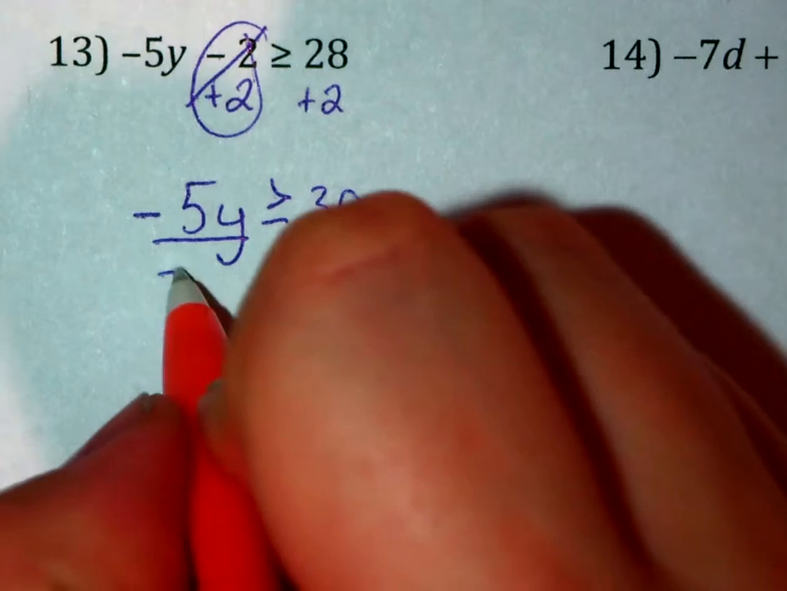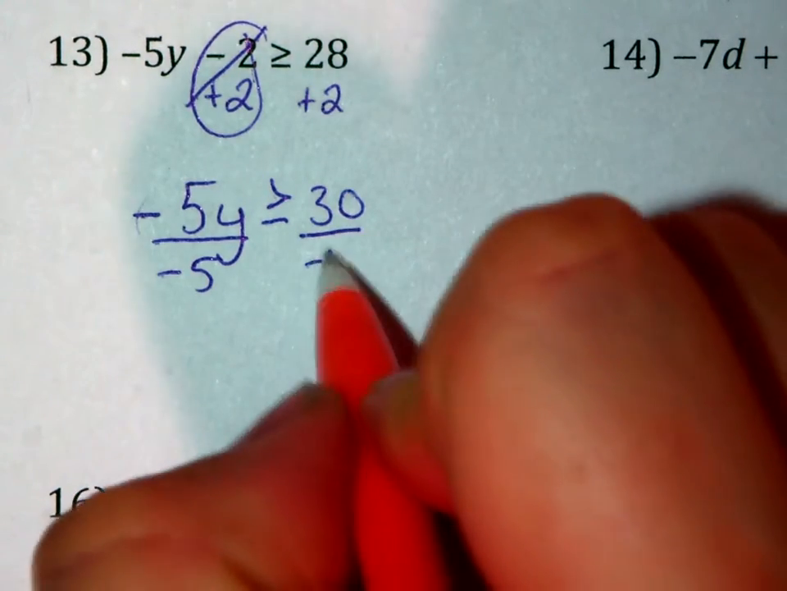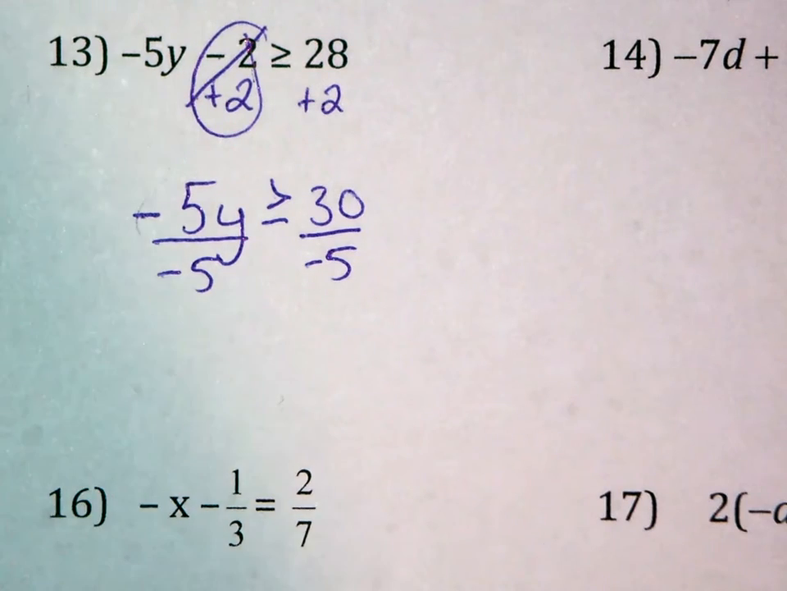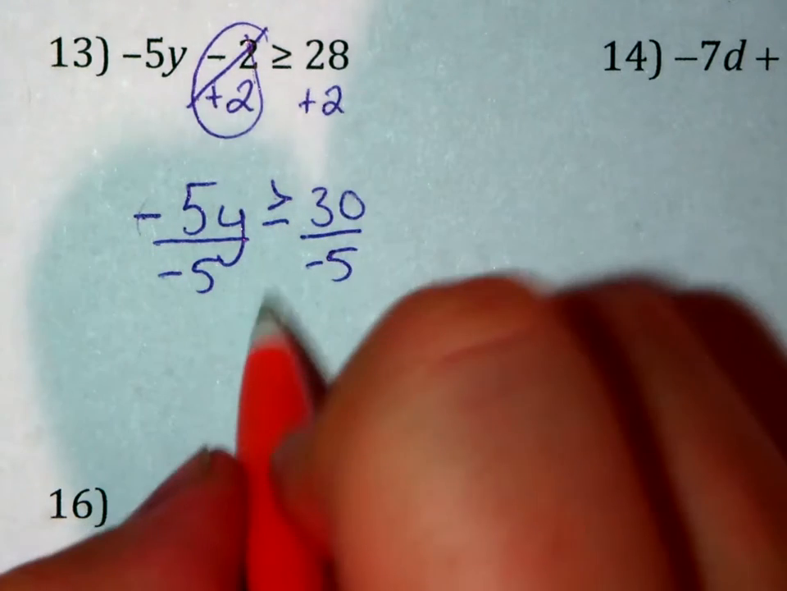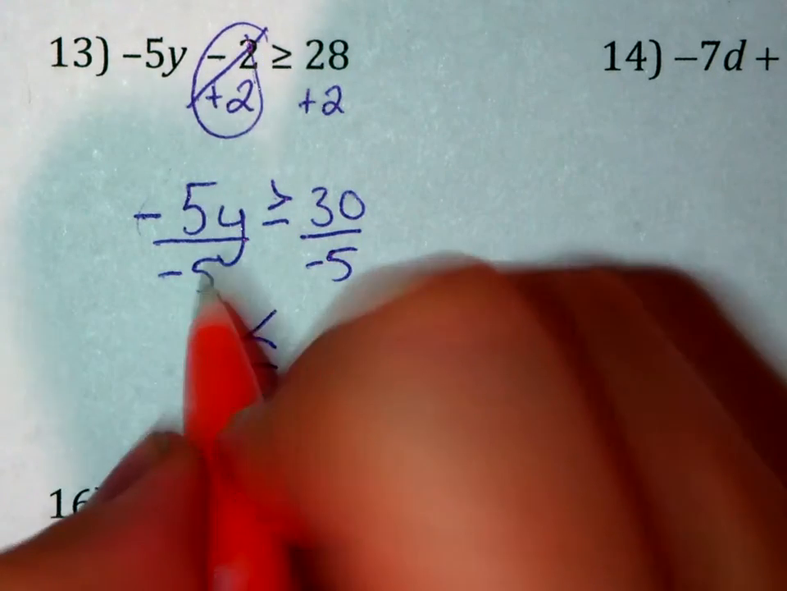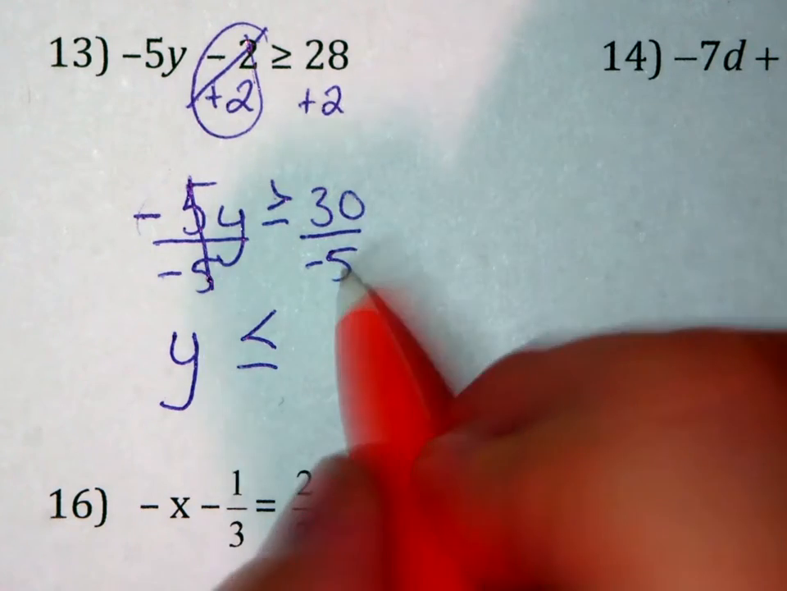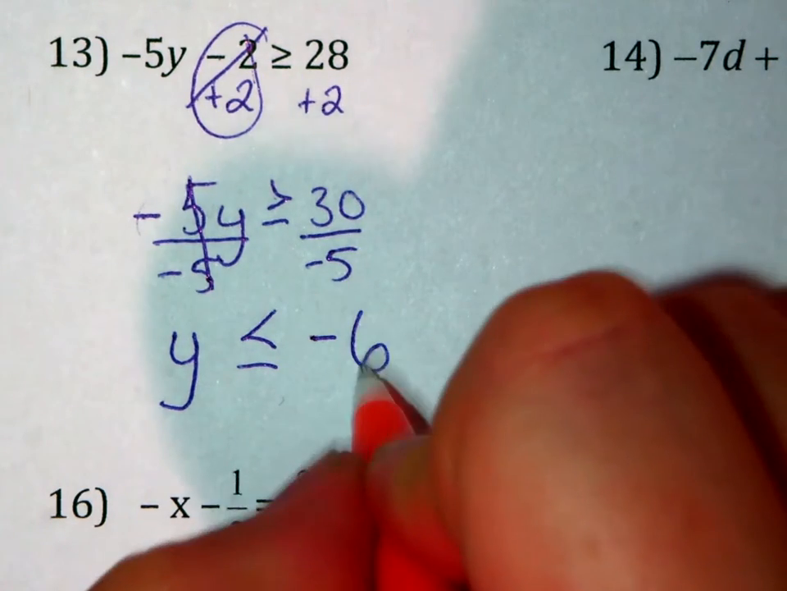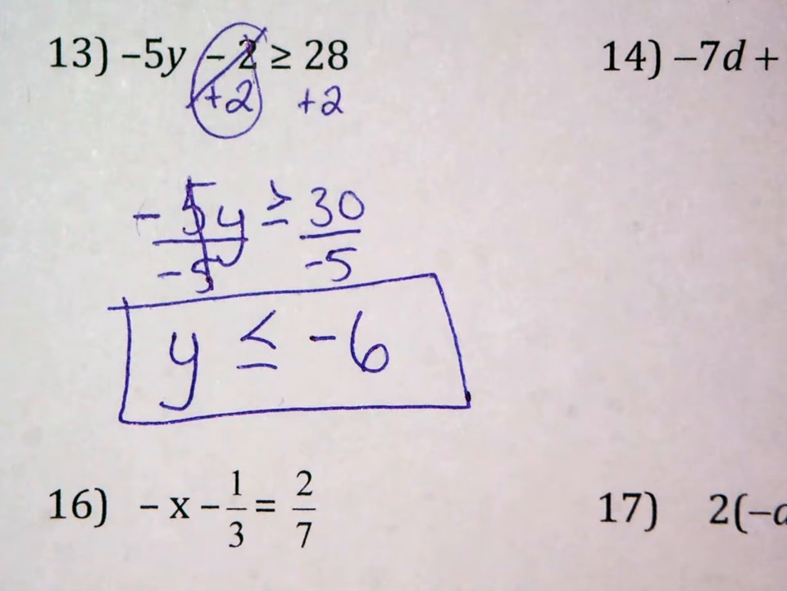Next step is to divide by negative 5 because I have a negative 5 in front of my y. Divide both sides by negative 5, and anytime I divide or multiply both sides by a negative, I need to change my inequality symbol, or flip it. So now my negative 5 over negative 5 is 1. I drop down a y. My 30 divided by negative 5 would be negative 6. My solution would be y is less than or equal to negative 6.